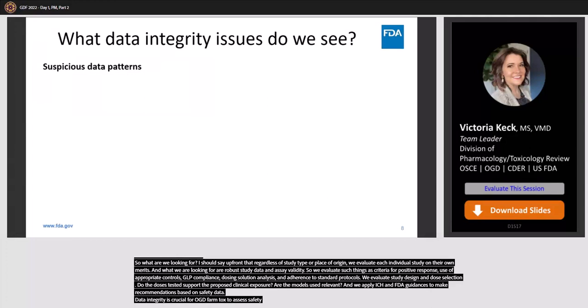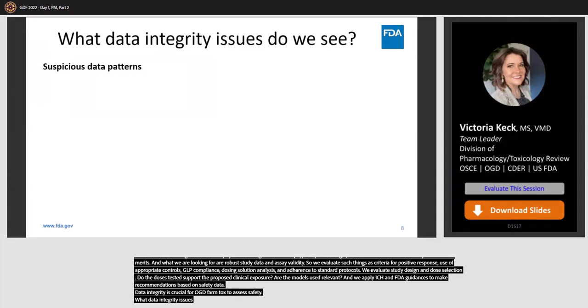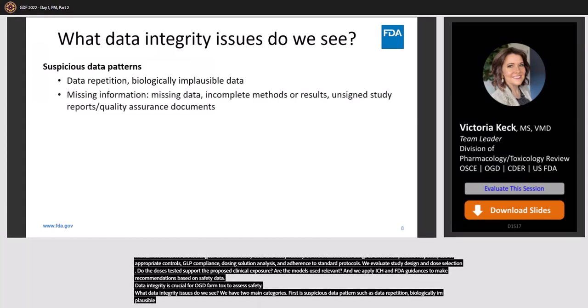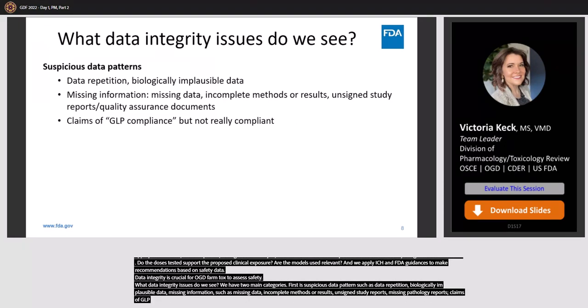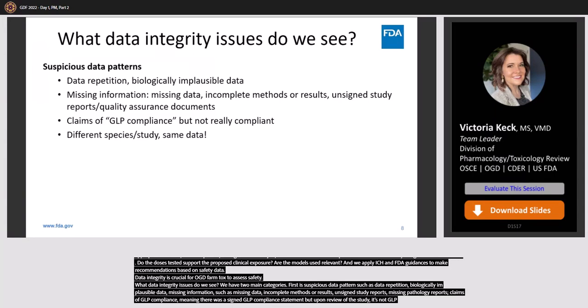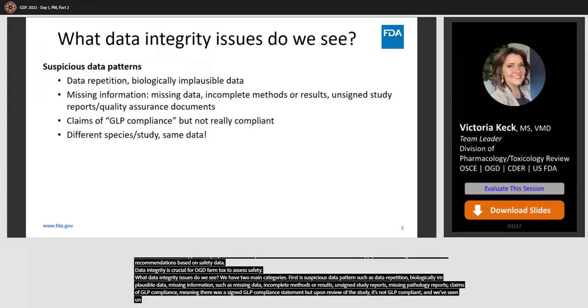What data integrity issues do we see? We have two main categories. First is suspicious data patterns, such as data repetition, biologically implausible data. We've seen missing information, such as missing data, incomplete methods or results, unsigned study reports, missing pathology reports, claims of GLP compliance, meaning there is a signed GLP compliance statement, but upon review of the study, it was not really GLP compliant. And we've seen unusual data where there's, even between different species and different studies, the same exact data.